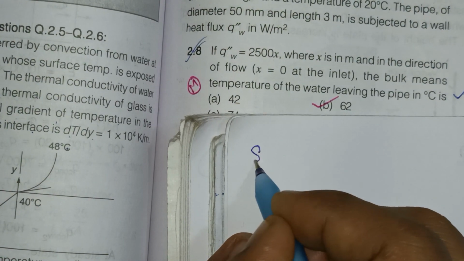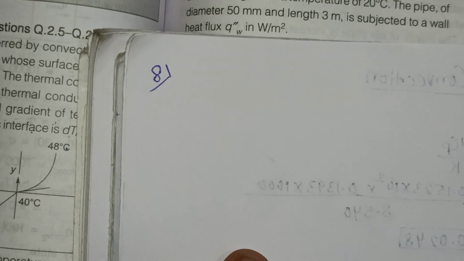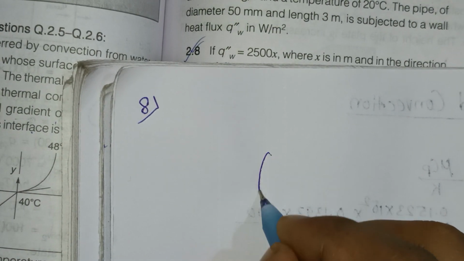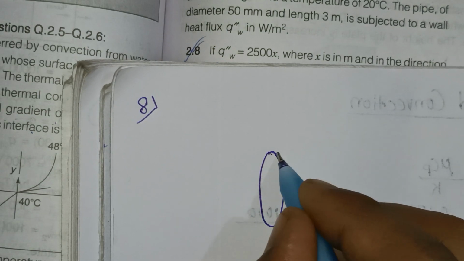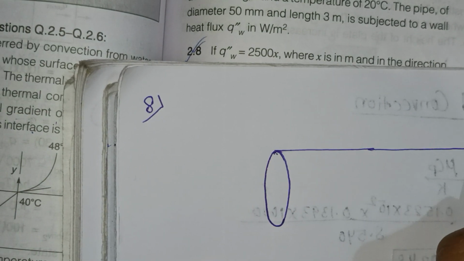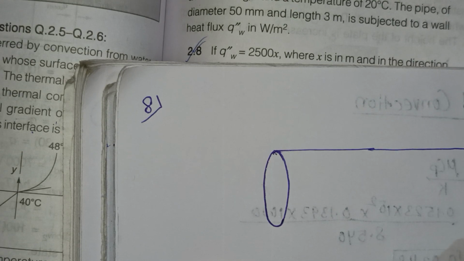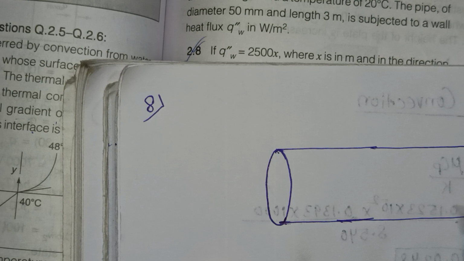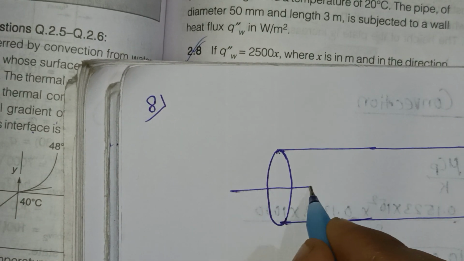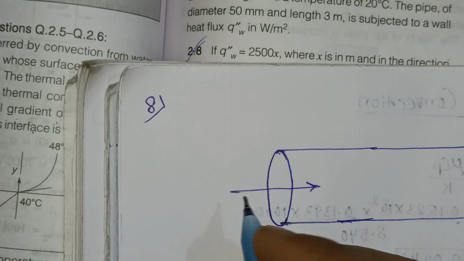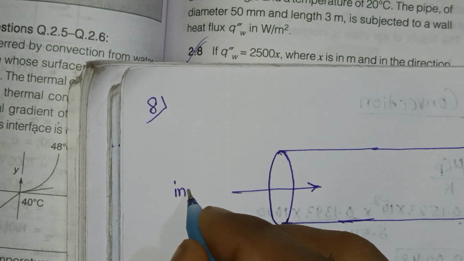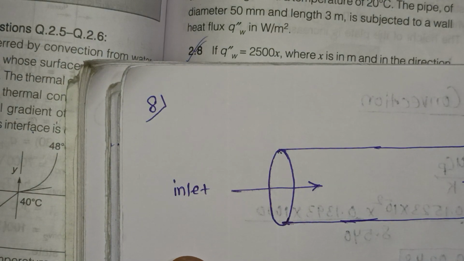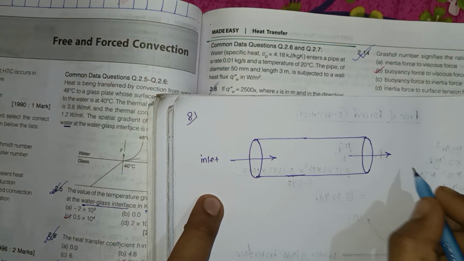So question number 8, in this question there is a pipe given. So this is the pipe, this is the pipe inlet, and this is the outlet.